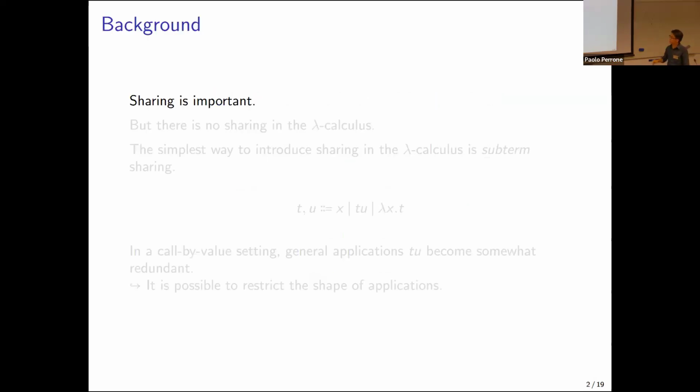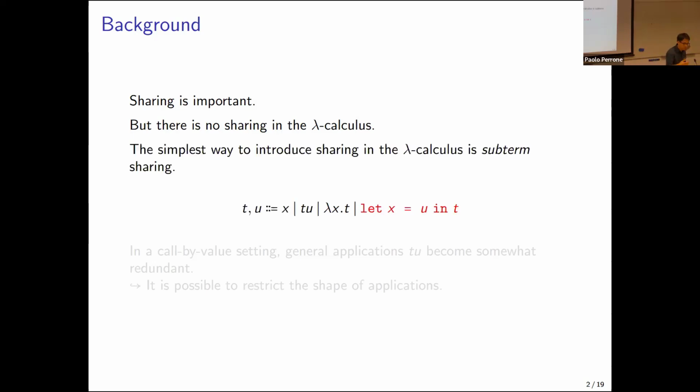So I'm just going to start by going a little bit back. We all know that sharing is important. In programming languages and in proof assistants, we all need sharing to save space or save time. But we all know that there is no sharing in the lambda calculus. So the simplest way to introduce sharing is to just extend the syntax with a let expression. Sometimes we call this subterm sharing. Essentially, we use a new variable x to introduce a subterm u to share in this term t.